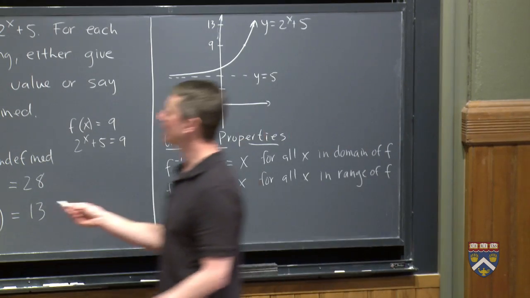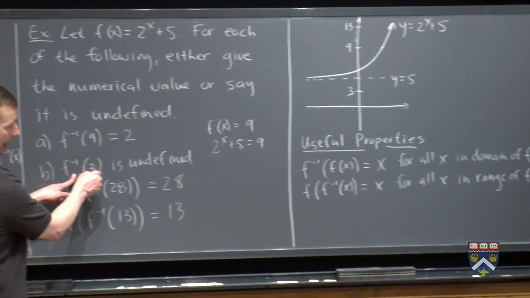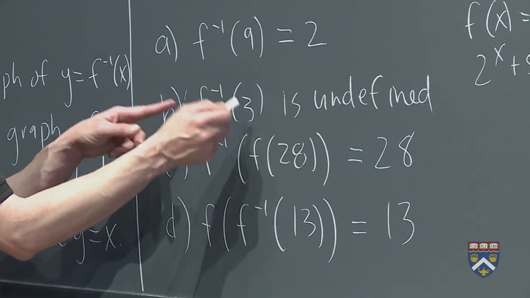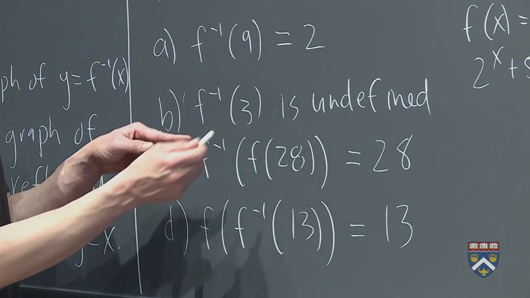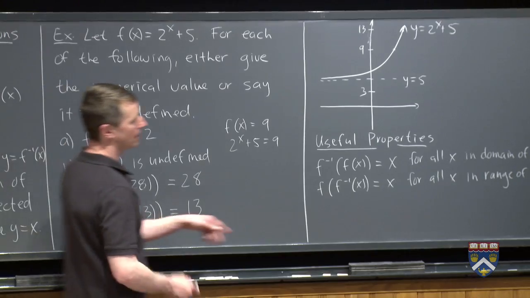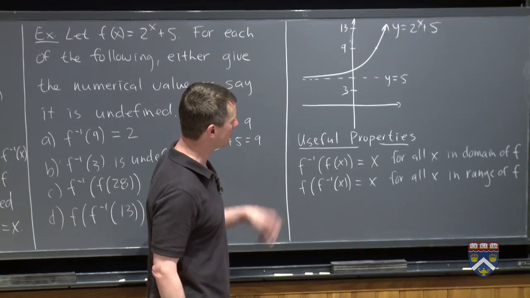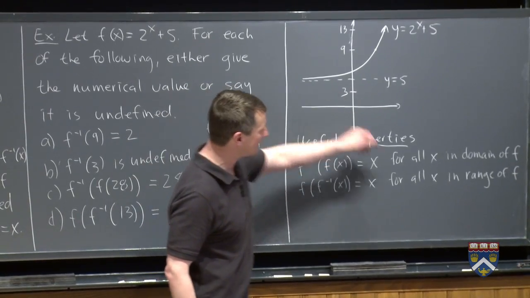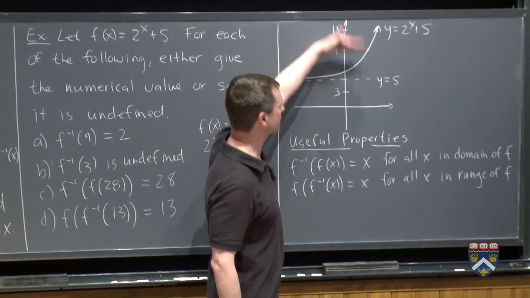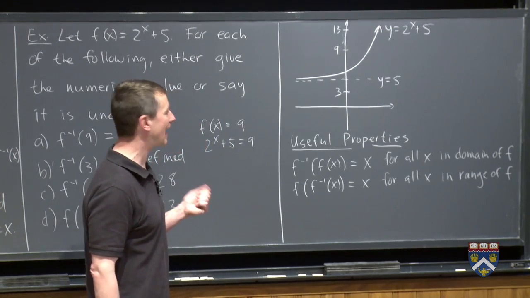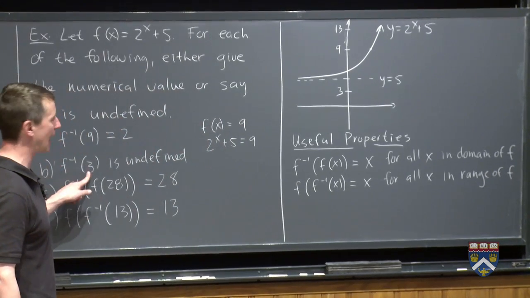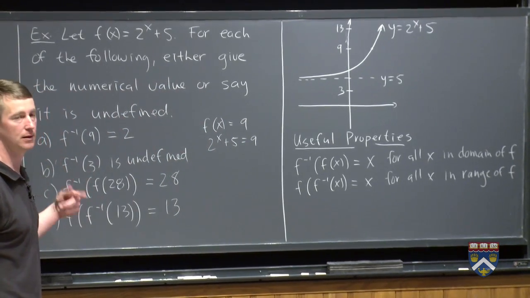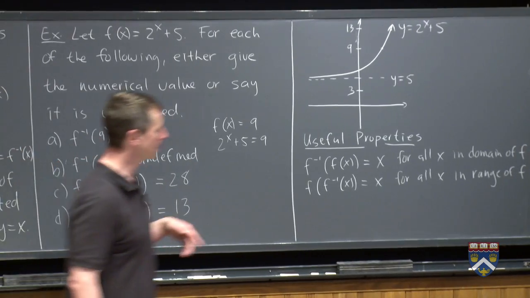The reason back here that f inverse of 3 was undefined, so if I tried to do f of f inverse of 3, the answer would still be undefined. It wouldn't be 3 here, because in this particular example, 3 was not in the range of f. The range of f was strictly greater than 5. I'm not allowed to put 3 into f inverse because 3 isn't in the range of f.